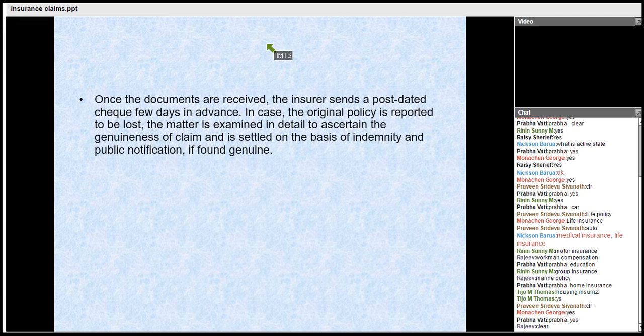Once the documents are received, the obligations assumed under the contract which are required to be performed, like payments of bonus, survival benefits, and everything, are examined. Then they are going to send you the post-dated check a few days in advance.